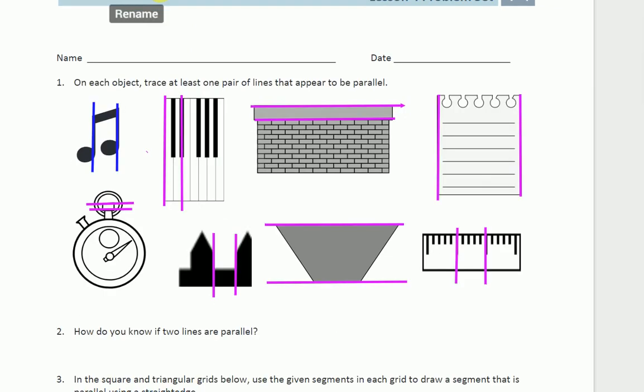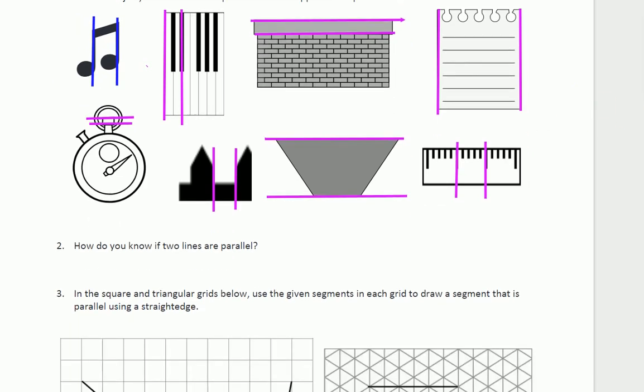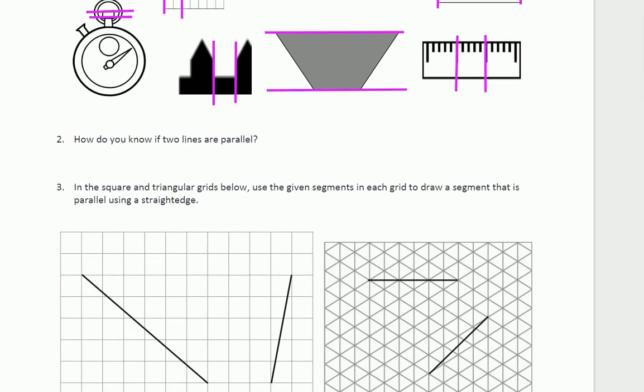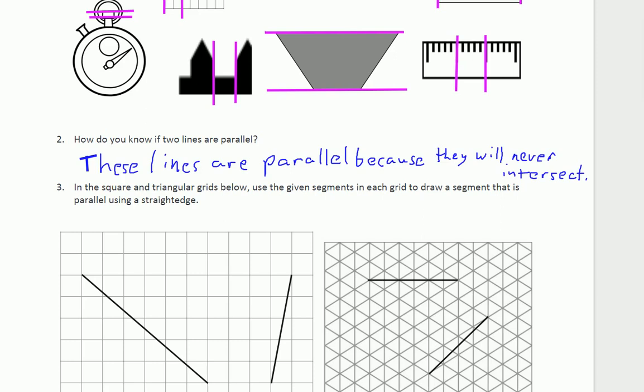Alrighty, how'd you do? Well, you could have found many different examples of parallel lines. So hopefully you were able to find them and identify them. And for number two, it says, how do we know if two lines are parallel? Well, we know two lines are parallel if what? That's right, they will never intersect. So let's write that. They will never intersect.